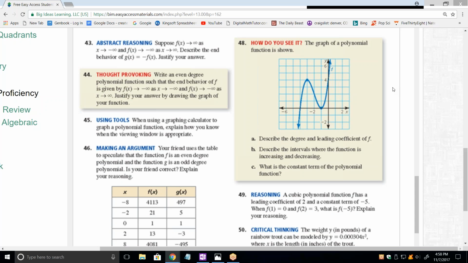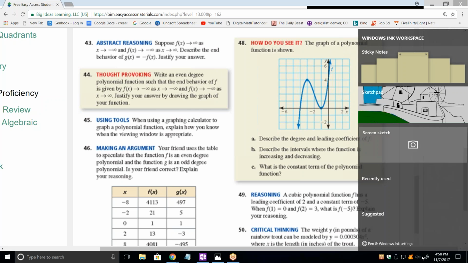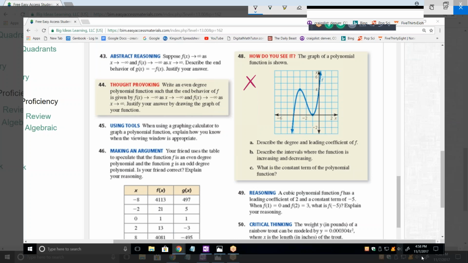What degree? The degree is 3. Okay. So we know it's x to the third. Then what's the leading coefficient, plus or minus? Plus. Correct. Because I know that when I plug in negative infinity there, I better end up with negative infinity. And the only way I do that is with a plus sign there.